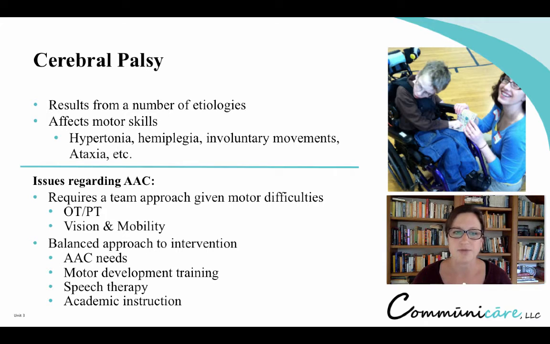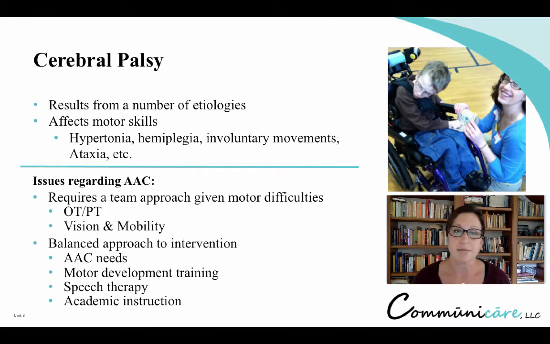It also calls for a balanced approach to intervention. It's not just about an AAC system and the AAC needs for that individual. It's also about their motor development and motor needs. Do their motor abilities change depending on the nature and severity of their condition, or as they get older or more fatigued, or are they on a medical program to help support their motor skills? That also has to be taken into consideration, as it may greatly affect how they access an AAC system.